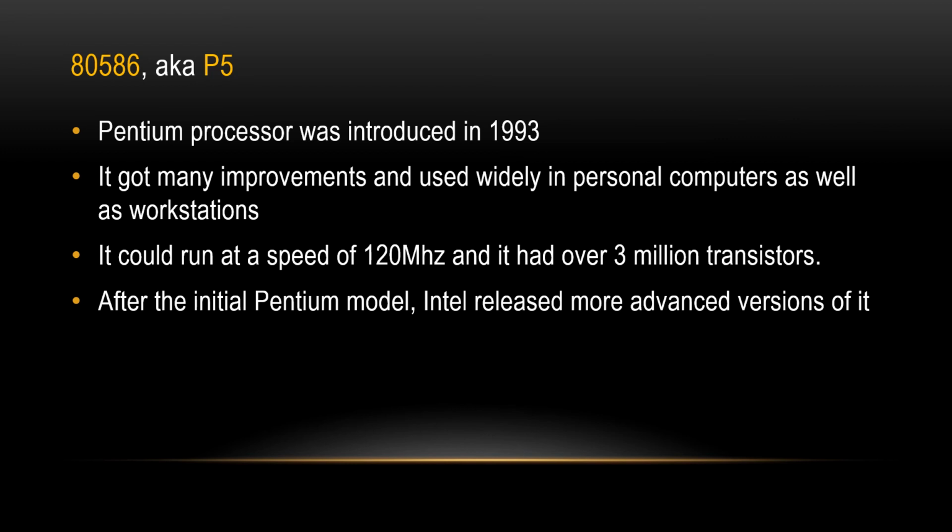After 80486, Intel developed another successful CPU, 80586. It was known as P5, Pentium, or simply 586. Pentium processor was introduced in 1993. It got many improvements and was used widely in personal computers as well as workstations. It could run at a speed of 120 MHz and it had over 3 million transistors. After the initial Pentium model, Intel released more advanced versions of it. We will know more about Pentium and more advanced CPU in the next video.